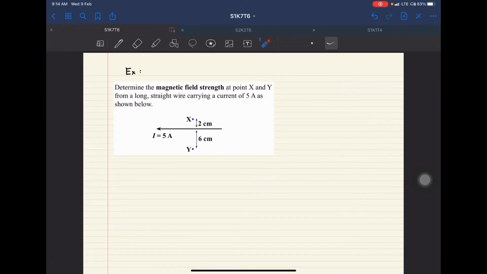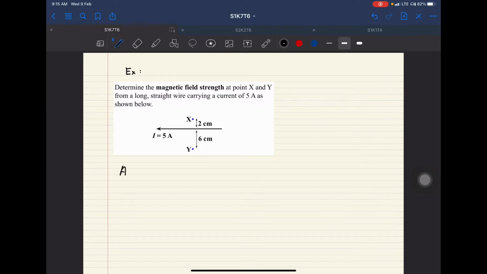Okay, now for the fun part, let's look at some examples on how to calculate the magnitude and how to determine the direction of magnetic field. First example: determine the magnetic field strength at point X and point Y from a long straight wire carrying current of 5 amp as shown below. The direction of the current in this case is to the left, and they ask you to calculate the magnitude of magnetic field over here and over there. Okay, let's try to calculate that.